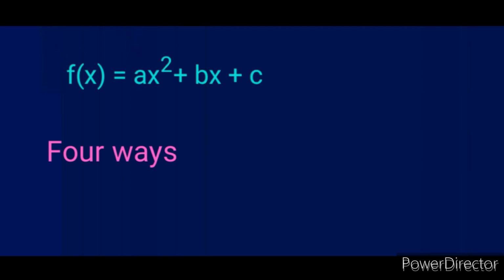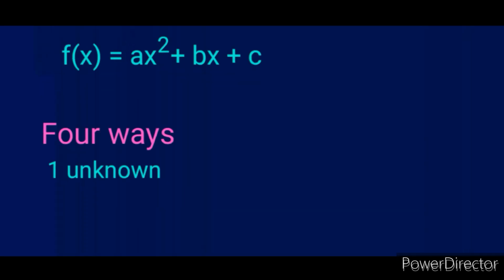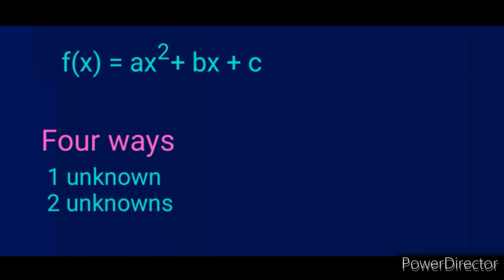The first situation is when you've got one unknown. For instance, in this case, letter A is not known. The second situation is when there are 2 unknowns. In this particular case, for instance, we've got A and B unknown. The third situation is where there are 3 unknowns. For instance, in this case, all A, B, and C are not known.